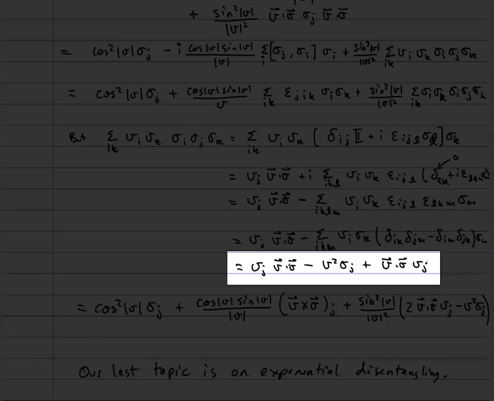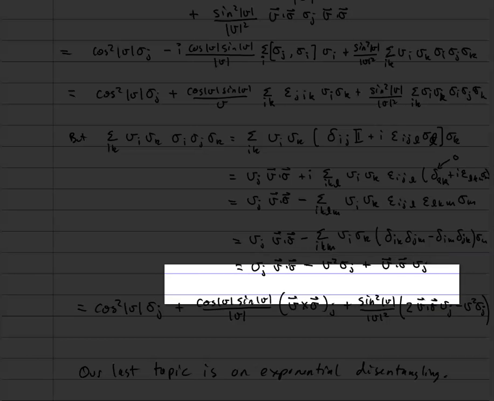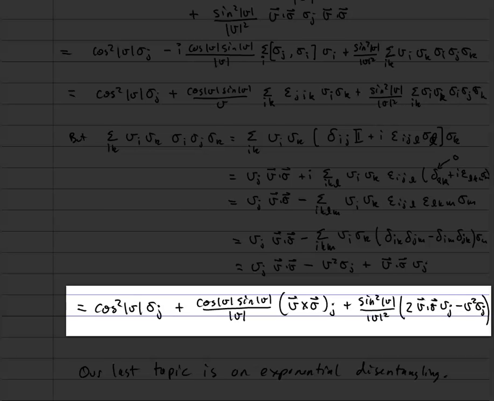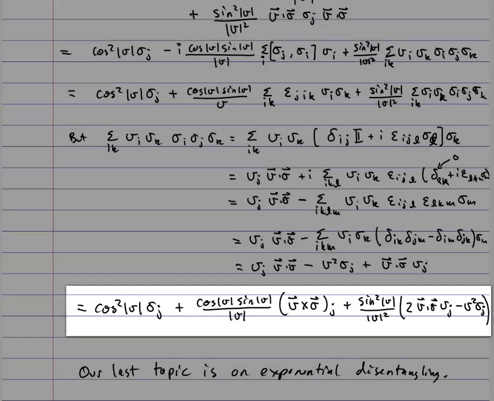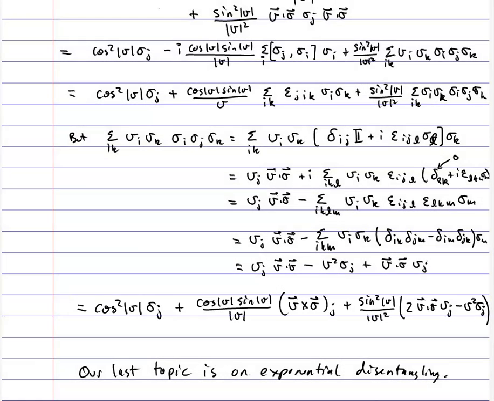We now plug that back into the expressions that we had worked out before. We get cosine squared v times sigma_j, plus cosine v sine v divided by v times the jth component of v cross sigma, plus sine squared v over v squared times 2 v dot sigma v_j minus v squared sigma_j. Okay? That was a lot of work. We might want to take a deep breath here. This could be a good time to pause the video since we've been at it for a while, and then come back for the last part of the lecture.